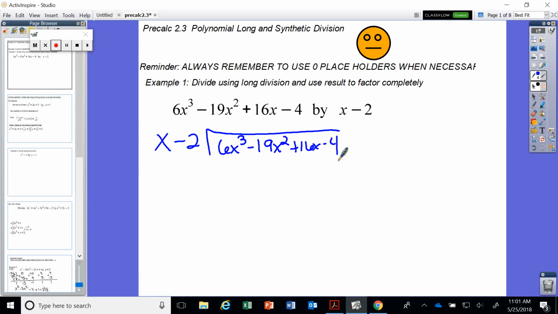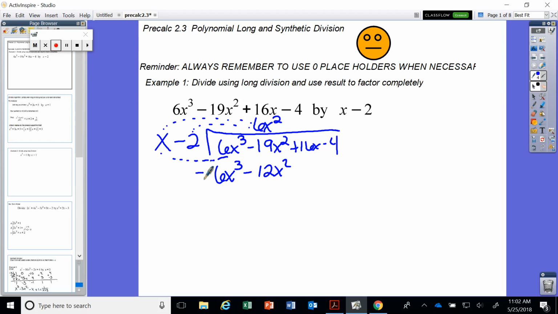Alright, guys, so first and foremost, what are we going to do? How are we going to go about this? We're going to ask ourselves, how many times does x divide into 6x cubed? Okay, well, x divides into 6x cubed 6x squared times. I'm going to put that over the squared term. Alright, so from there, you remember we multiply 6x squared by x, and so that's where we get our 6x cubed from. And then we take 6x squared and also multiply that by negative 2. And then we get a negative 12x squared from that result.